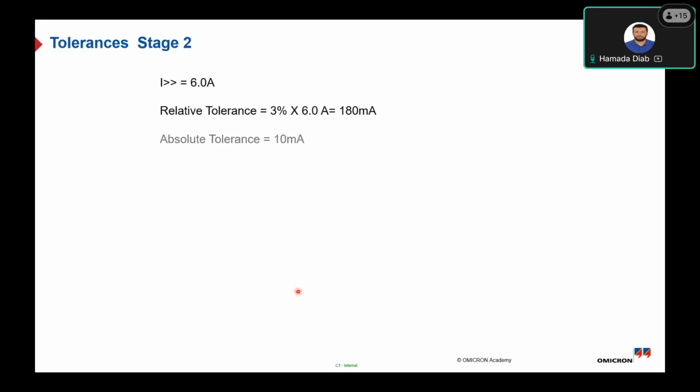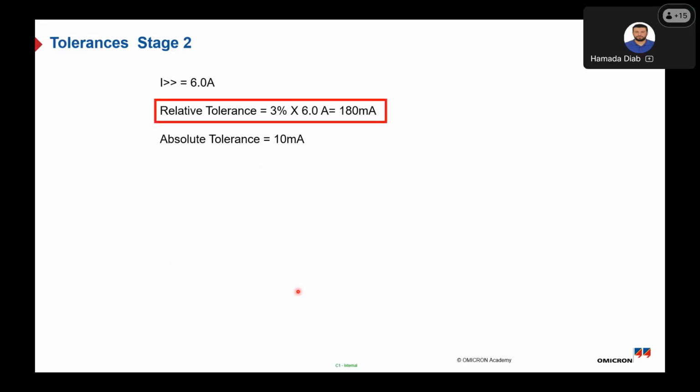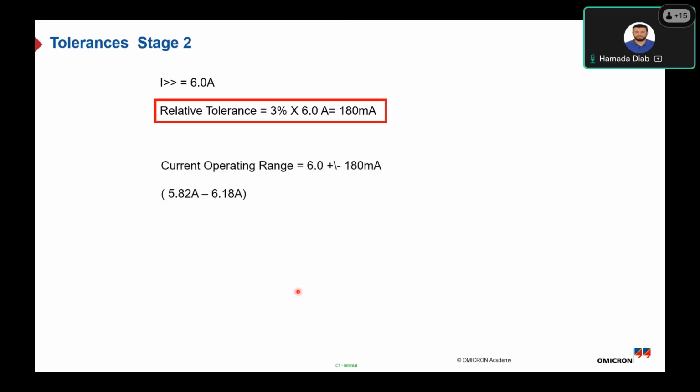Okay, another example for stage 2: we have I double greater equal to 6 ampere. The relative tolerance is 3% multiplied by 6 ampere, which equals 180 milliamp, and the absolute tolerance is 10 milliamp. For sure, the relative tolerance is higher, so we will assess the second stage pickup values based on the relative tolerance. So it will be 6 plus or minus 180 milliamp.